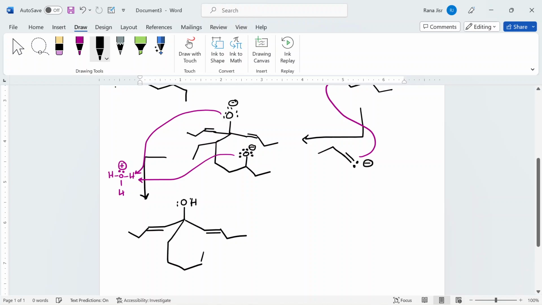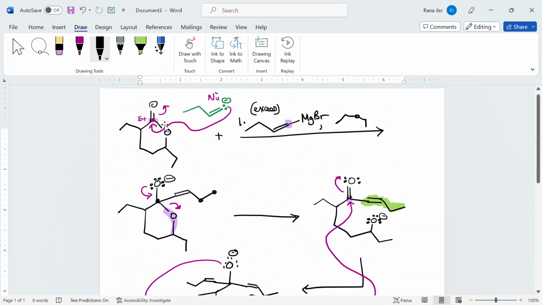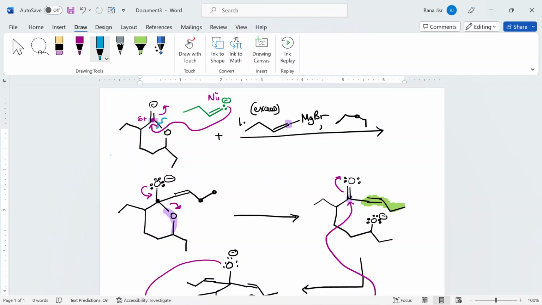Notice that I started with a cycle, so here is again an OH. I started with a cycle, and now I ended up with a chain. Always with cyclic esters, I would end up breaking the ester bond. And the ester bond is simply the bond between the carbonyl and the oxygen. So this one gets broken. And on this carbon over here, I would add my 2 R's of the Grignard.